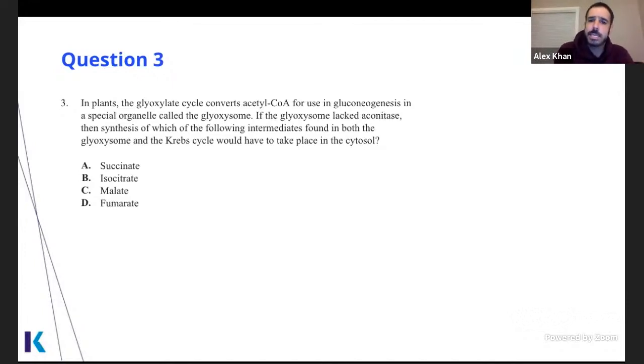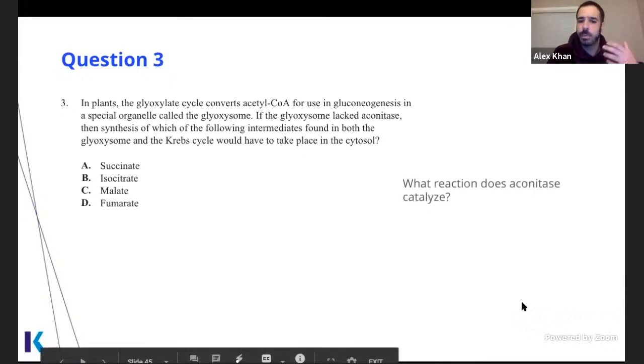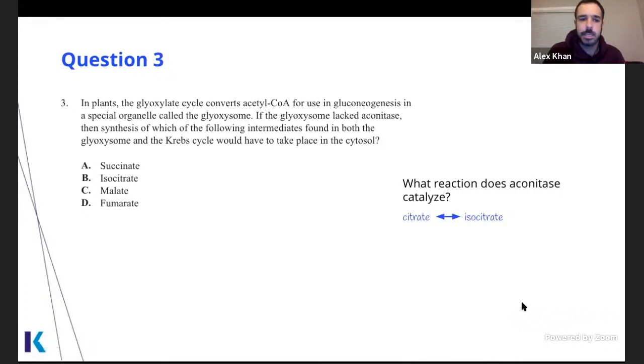This question is asking, if there was a problem with aconitase, what would happen? What would we change? So really we just need to think, what reaction does aconitase catalyze? It turns citrate into isocitrate, boom.